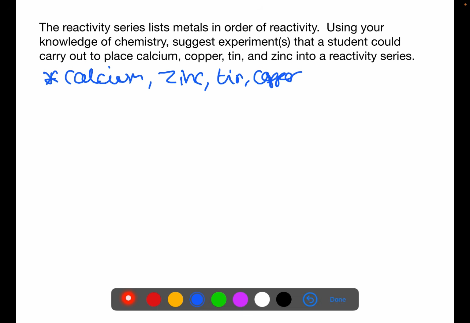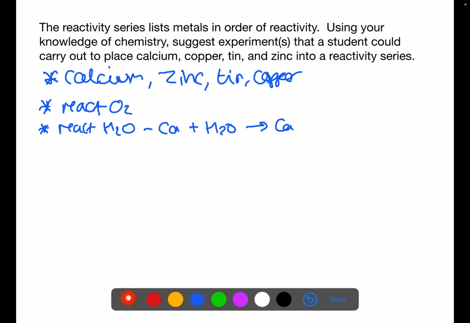So from there you can have a look at what reactions we could do. So you could react with oxygen. So for your reactions with oxygen, if you were to burn any of these, they would all react with oxygen, calcium reacting the quickest. You could react with water and only calcium is going to react. So you would have calcium plus water to give you calcium hydroxide and hydrogen, and you could show the balanced equation.